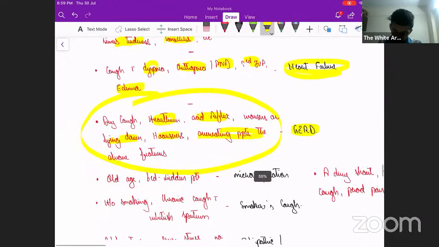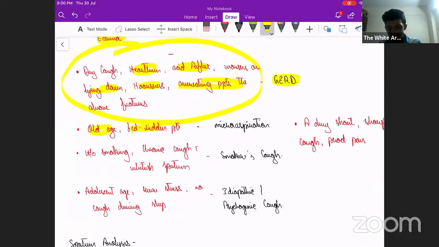Next comes microaspiration. Old age, bedridden patient can have. Smoker's cough, long-standing chronic cough. This also, again, exclusion by exclusion, you'll rule out this, okay?